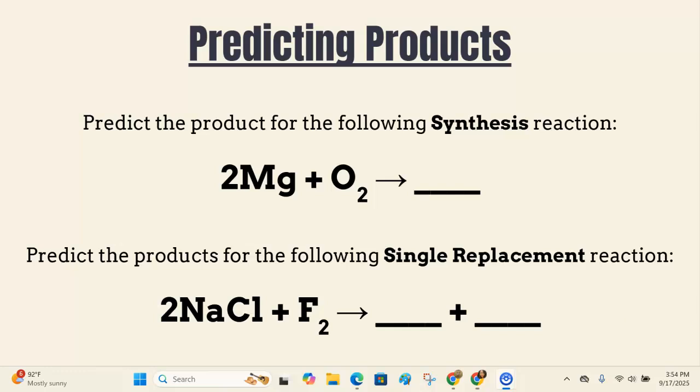If you know the type of reaction and you know your reactants, you can predict your products. For example, if our reactants are 2Mg plus O2, and we know that it's a synthesis reaction, meaning that they're going to combine to form a more complex product, then our product is most likely going to be MgO.